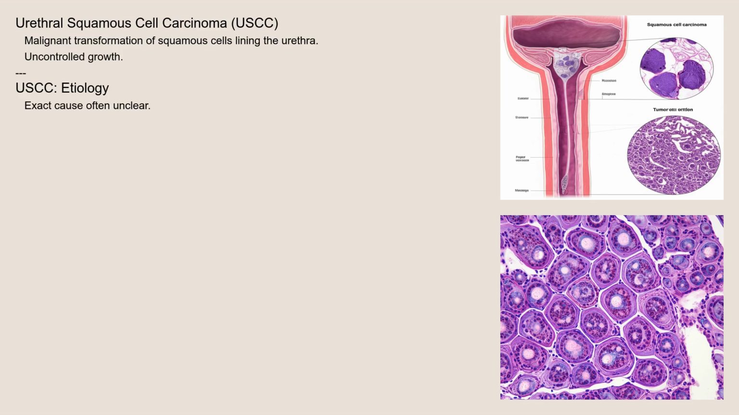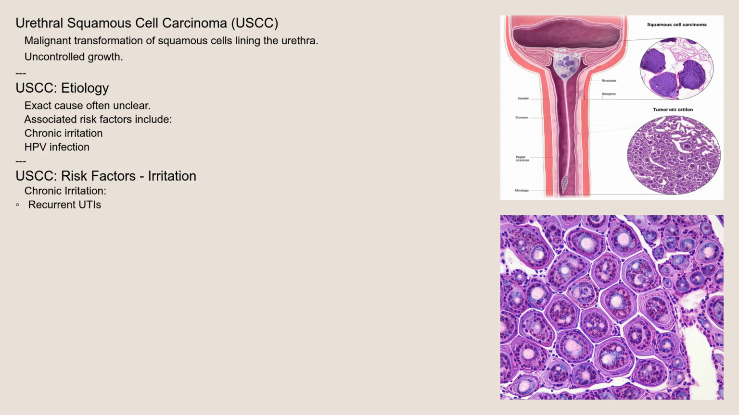Chronic irritation, such as that caused by recurrent urinary tract infections, urethral strictures, or long-term catheter use, can increase the risk. Human papillomavirus, or HPV, particularly high-risk strains, is a major culprit, especially in women. Smoking is also a risk factor, as carcinogens in tobacco smoke can be excreted in the urine and come into contact with the urethral lining. In some cases, prior radiation therapy to the pelvic area can increase the risk of developing USCC later in life.